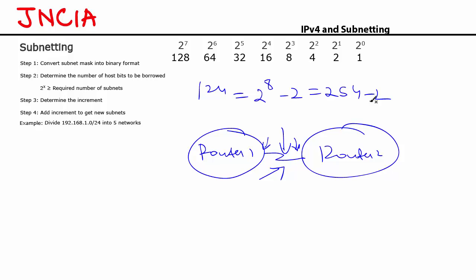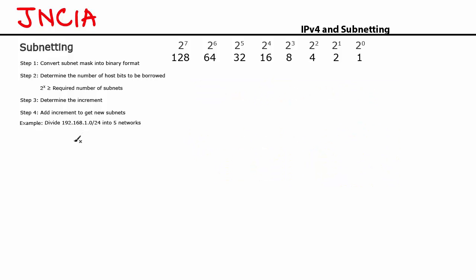Let's look at an example. So let's say we have an organization that has been given a Class C IP address 192.168.1.0/24. That's the only network address that we have been given, and our organization has 5 departments. We have been told to put these departments on different networks, which means we need 5 different network addresses or 5 different networks for these departments. And we have only one address to play with, 192.168.1.0. So our task is to divide this address into 5 networks.